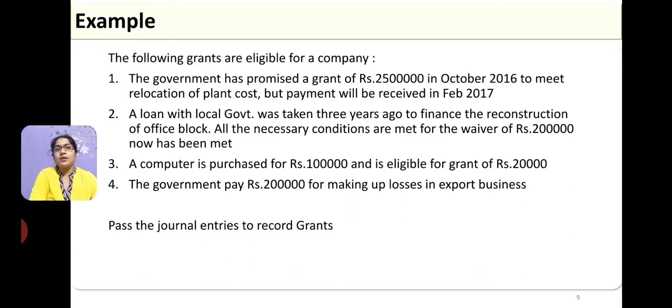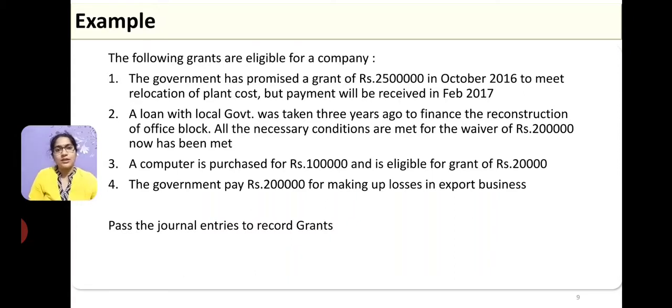Then the third one, a computer is purchased for 1 lakh and is eligible for a grant of 20,000. So, you are buying a computer worth 1 lakh and you are getting a grant of 20,000. Then fourth one, government pays 2 lakh for making up losses in export business. The government is giving you 2 lakhs for compensating the loss. Anyway, all these are examples of the different forms of government grants that a company can get. Now the question is how to record it in the books of accounts.